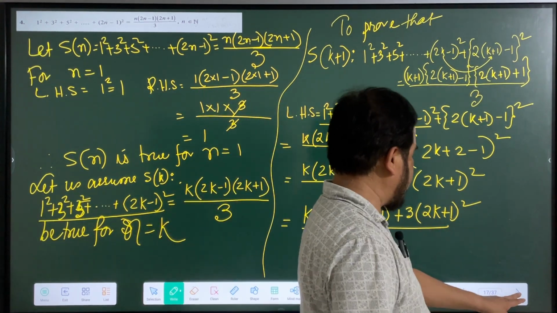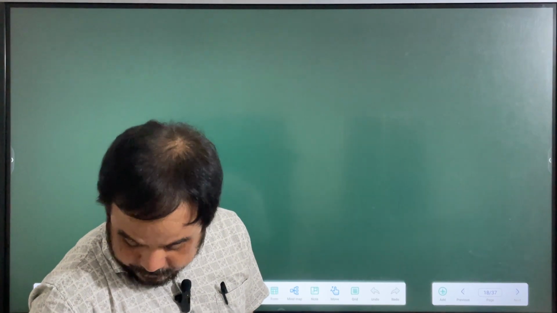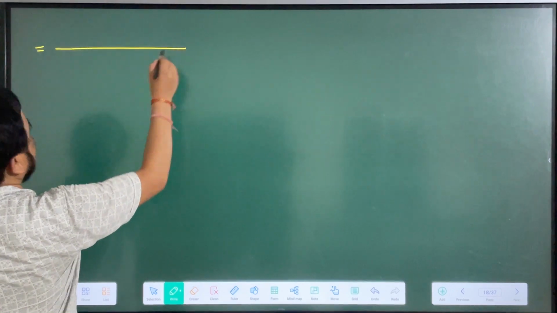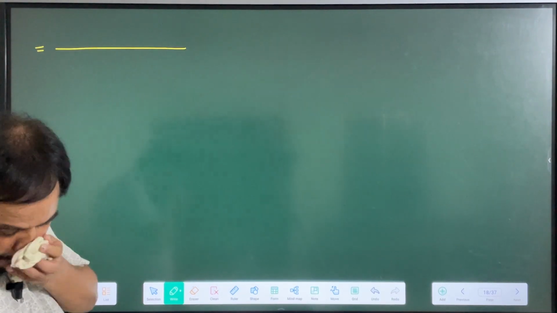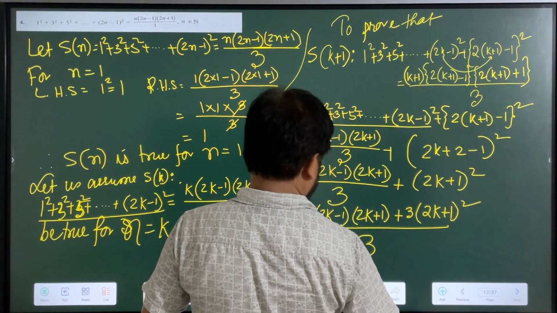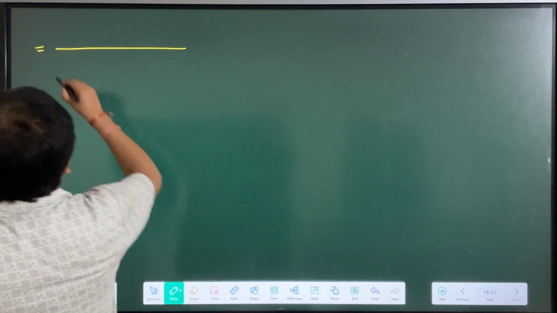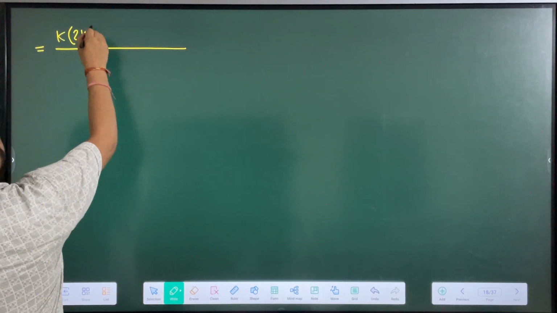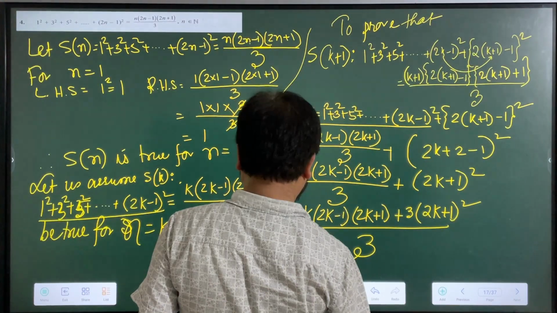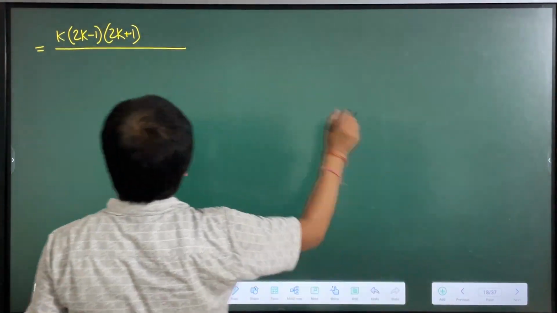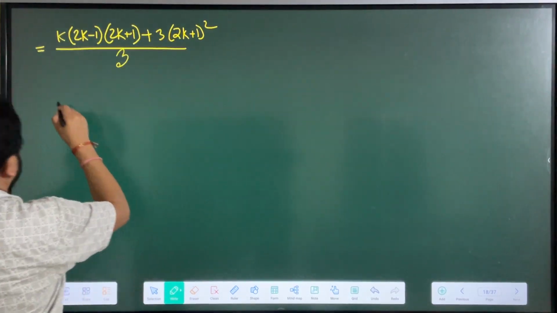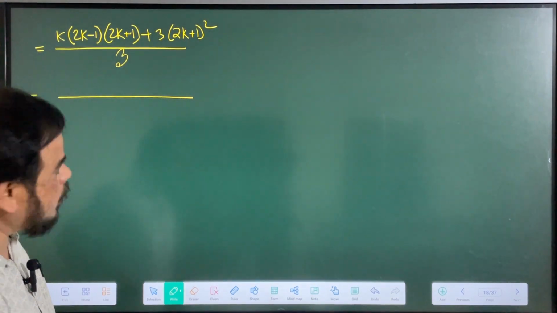Let us go to the next page. Okay, let us see from here only. k into 2k minus 1, 2k plus 1, plus 3 into 2k plus 1 whole square, by 3. I hope there is a 3. Yes, 3.